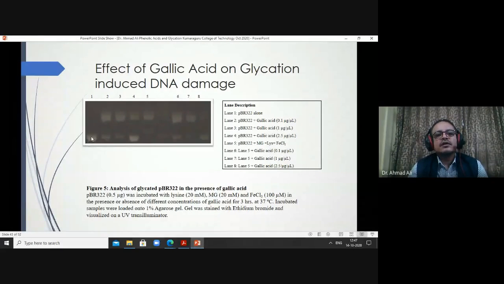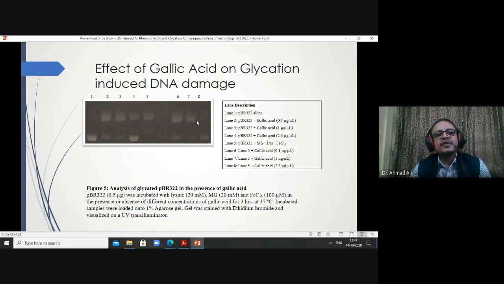Just for the information of the common man, a band in the DNA, what we call a band: a band in the lower portion indicates that the DNA is not damaged, and a higher intensity of the DNA in the upper section shows that there is more damage to the DNA.